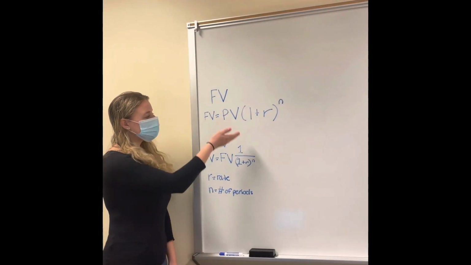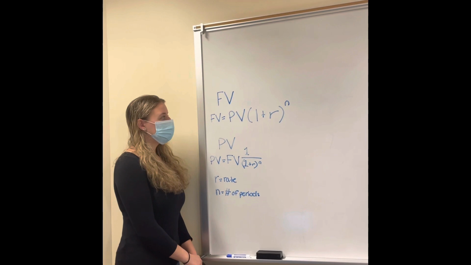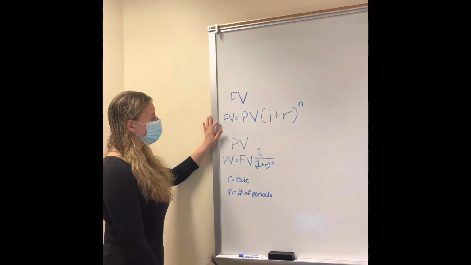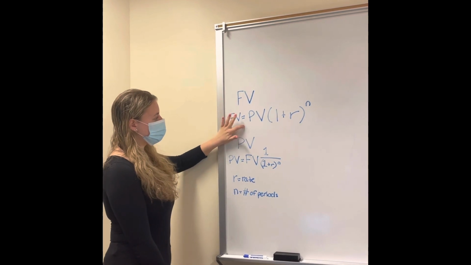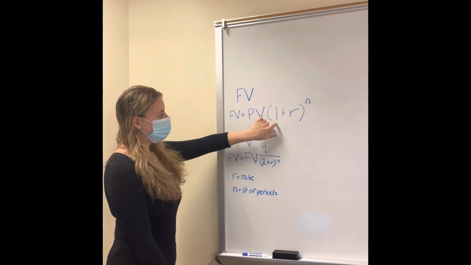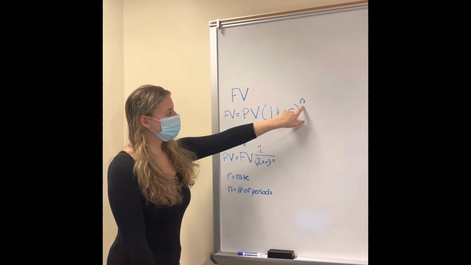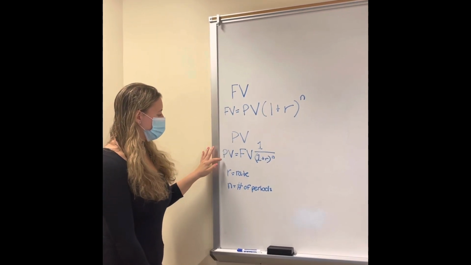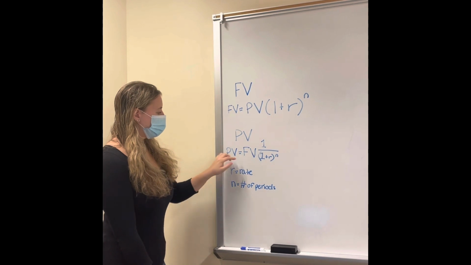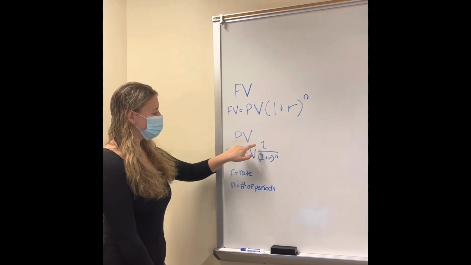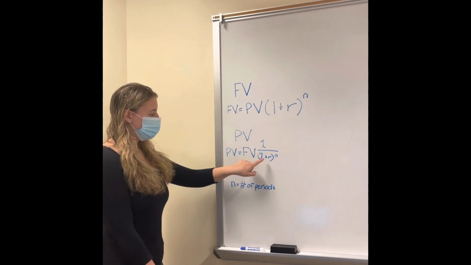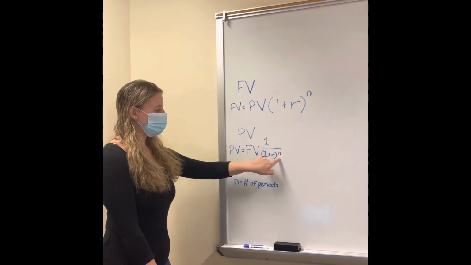Okay, so we're going to talk about the two formulas involving time value of money. The first one is future value, and the formula is future value equals present value times 1 plus the rate to the number of periods, and then present value is very similar. It's just PV equals future value times 1 over 1 plus the rate to the number of periods. So R is rate and N is number of periods.